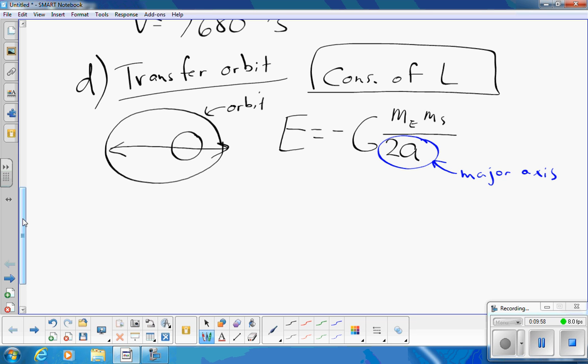Okay, I'm going to draw this in red for some reason, because green doesn't work anymore. Anyway, this is the major axis, 2A. And do I know how far that is?